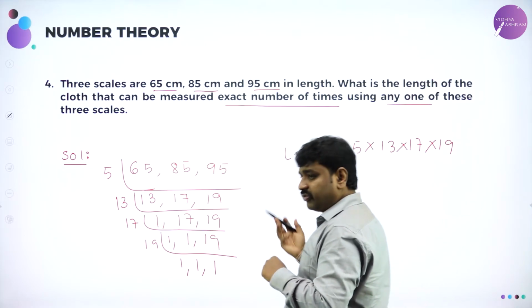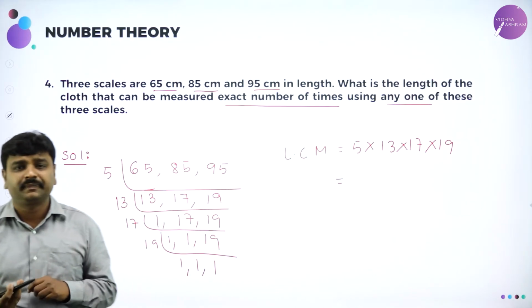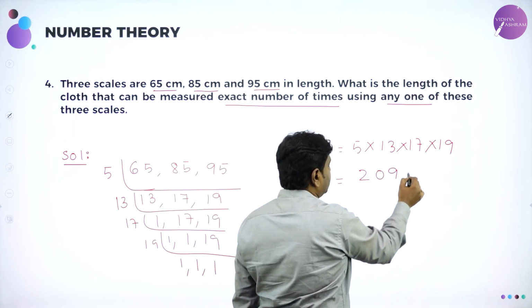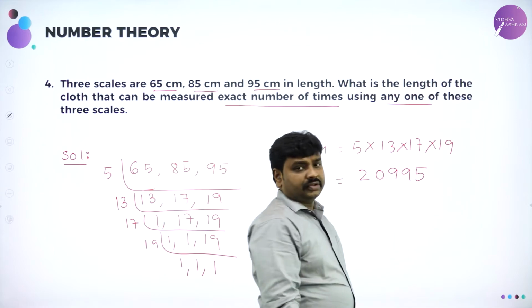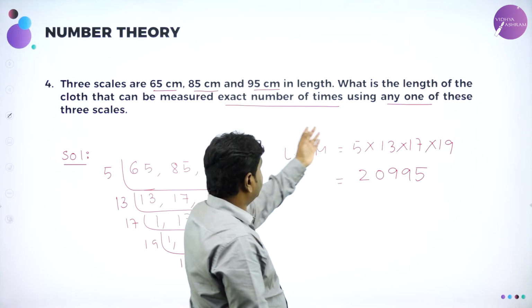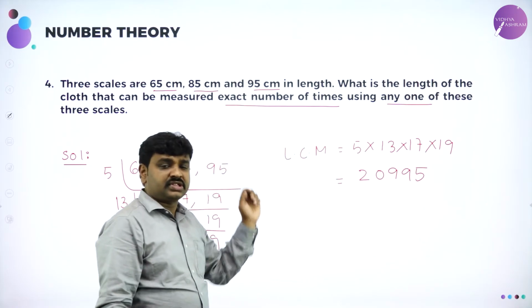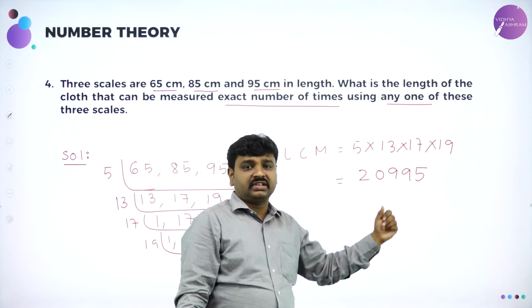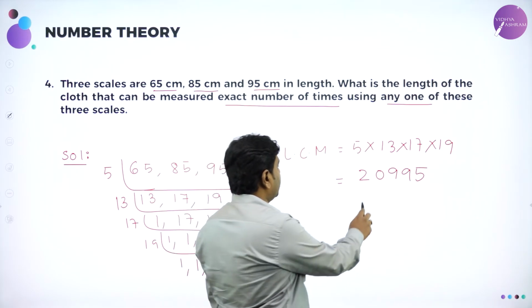So now find this, that will be the answer. Multiply this, you can use a calculator. You will get 20995. So this is the cloth length that can be measured an exact number of times using any one of these. Means using any one of these, you can measure this much length of cloth. So this is the required value.